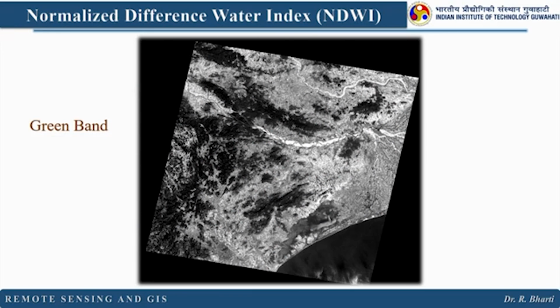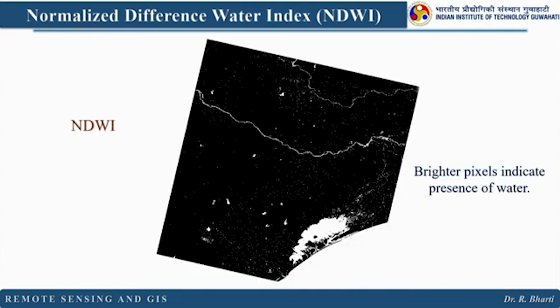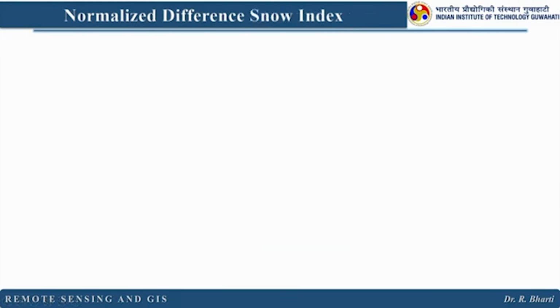Let us see the output of this NDWI. This is the green band, and then the SWIR band; these two bands we are going to use, and this is the NDWI. Here you can see the brighter pixels indicate presence of water in this area, including the plant water. So this can give you the real scenario of the drought. This is better than other water indexes, but again, research is going on in this field from time to time, so you have to check the latest indexes available for this particular problem.